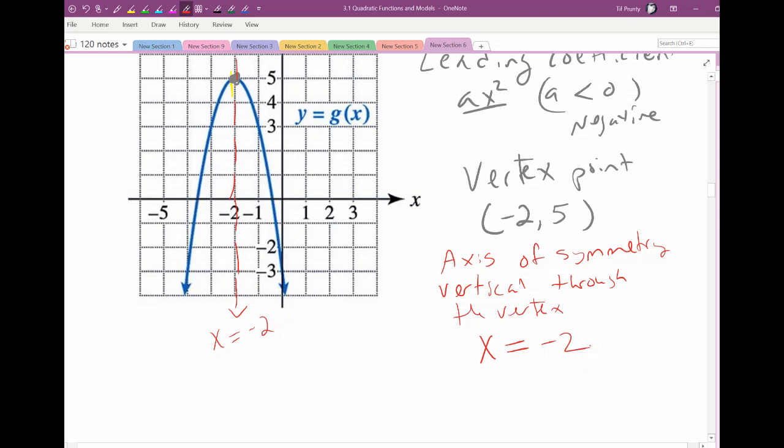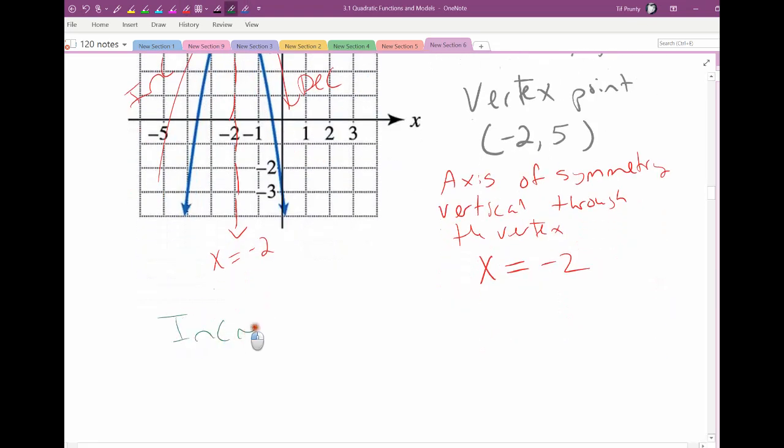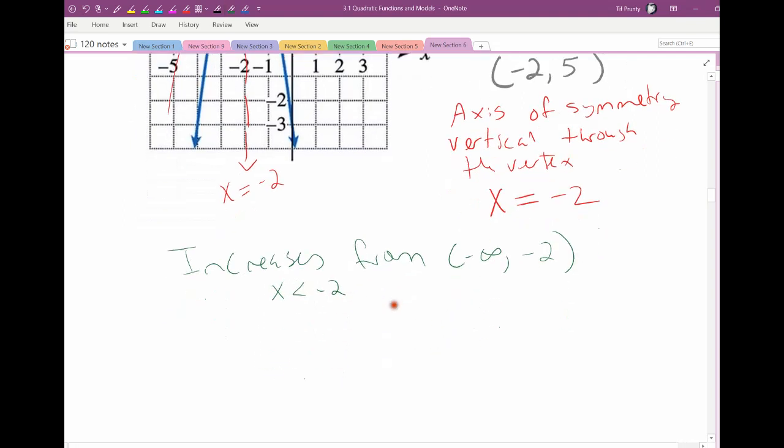So I know the vertex is -2, 5. I know the axis of symmetry goes through the x value of the vertex, which was -2. I also know where it's increasing and where it's decreasing. On this side, it's increasing. It stops at the vertex, and then on the other side of the vertex, it's decreasing. So it increases from -infinity up to the axis of symmetry, which is -2, or again, using set notation, when x is less than -2.